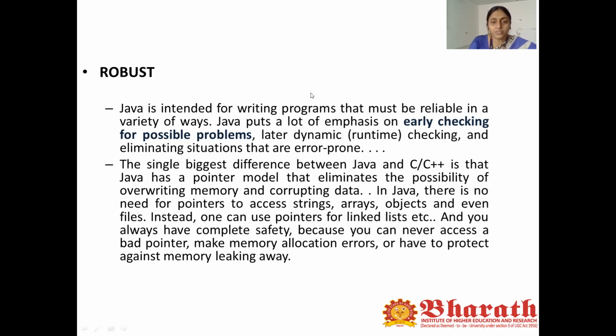The single biggest difference between Java and C or C++ is that Java has a pointer model which eliminates the possibility of overwriting memory and corrupting data. So in Java, there is no need for pointers to access strings, arrays, objects, and even files. Instead, one can use the pointers for the linked list. And you always have complete safety here because you can never access a bad pointer, making memory allocation errors is not possible, and you do not have to protect against memory leaking either. So here we have the best debugger in Java, which can easily sort out the compile time and the runtime errors.